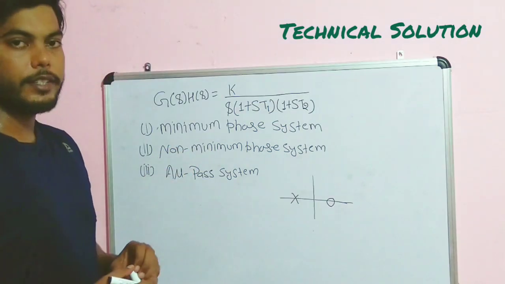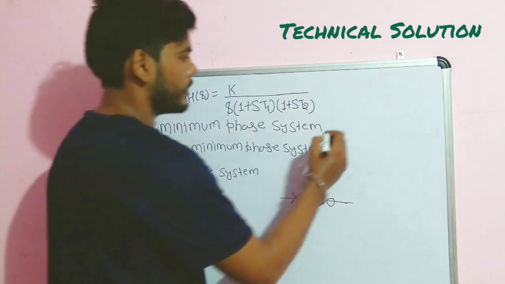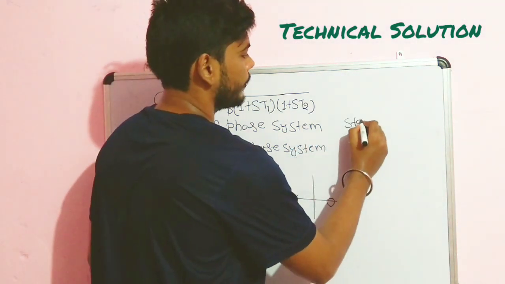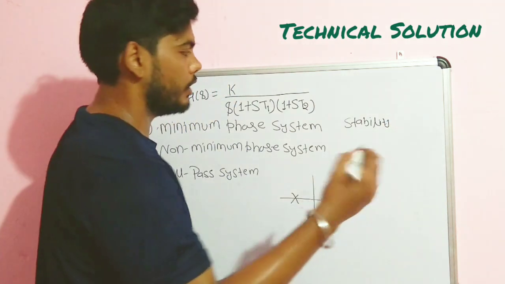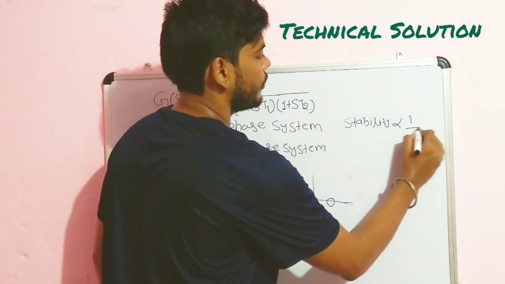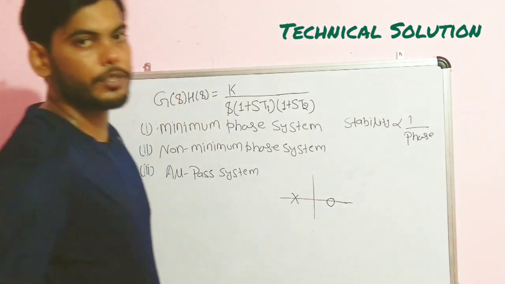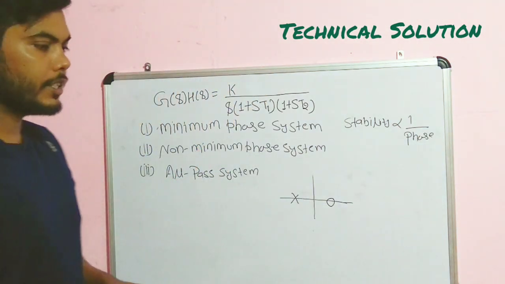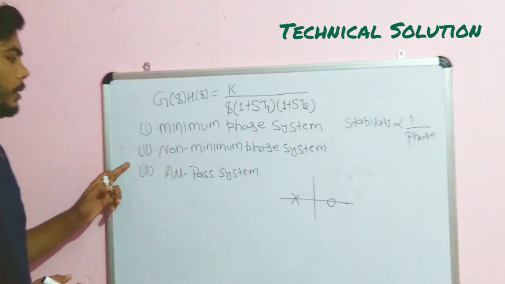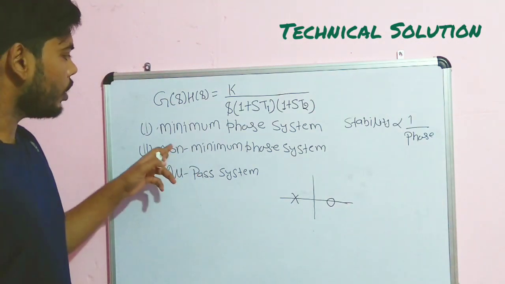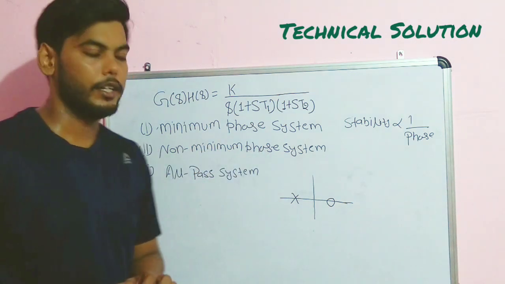The phase is inversely proportional to stability, or we can say that the stability of a system is inversely proportional to phase. If the phase of the system is high, then the system becomes unstable. So in these three systems, the phase of the non-minimum phase system is high.